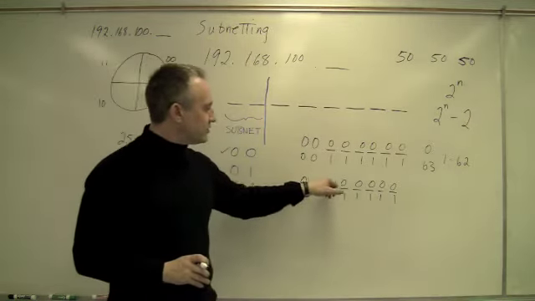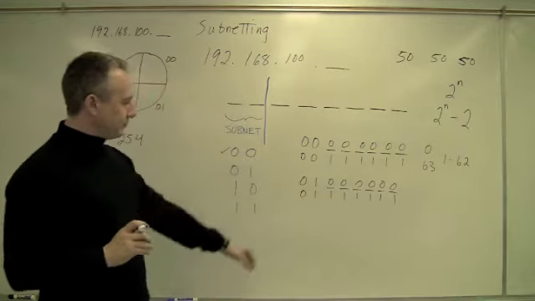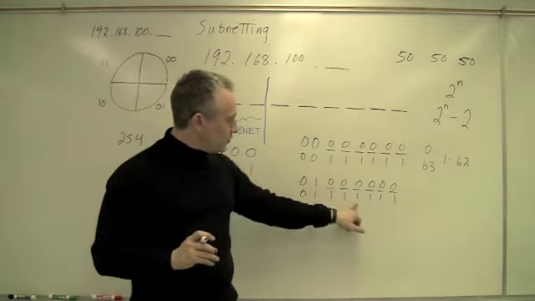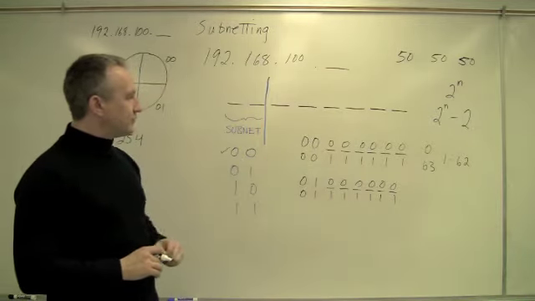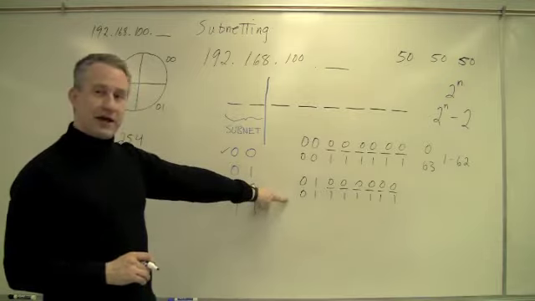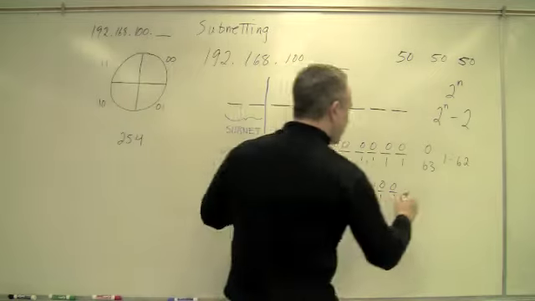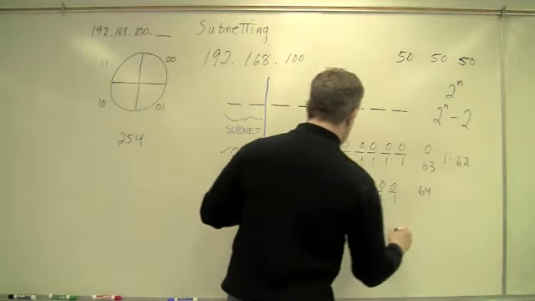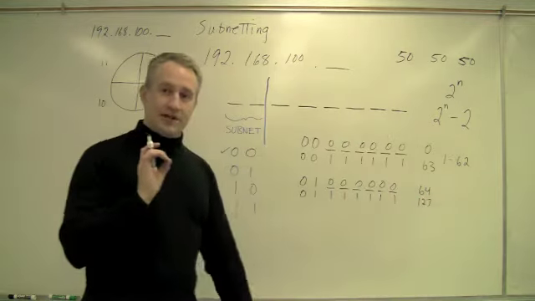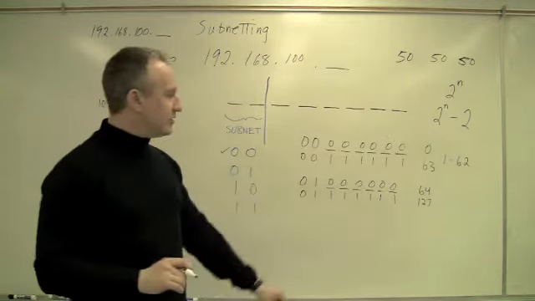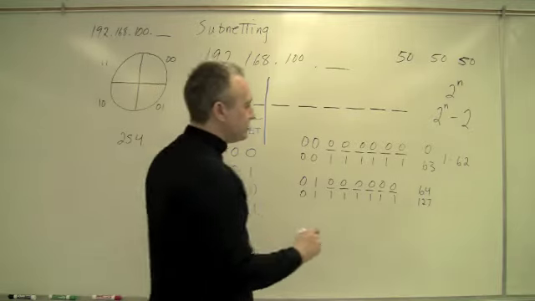So 01000000 is the network address. 01111111 is the broadcast address. I convert those from their binary format here into decimal. That gives me 64 and 127. So that's my network and broadcast addresses for this subnetwork. Everything in between is the usable range.